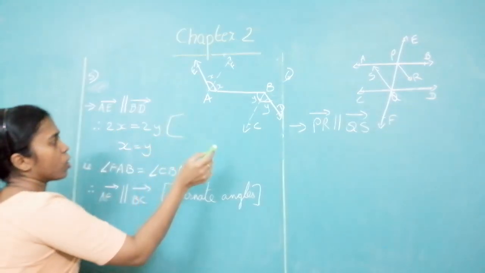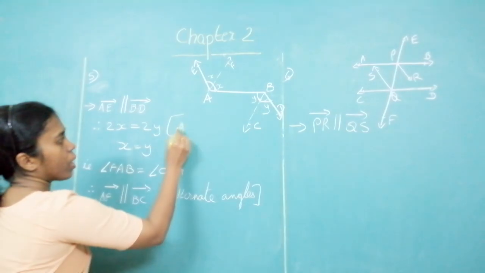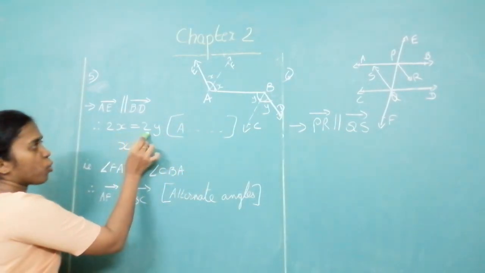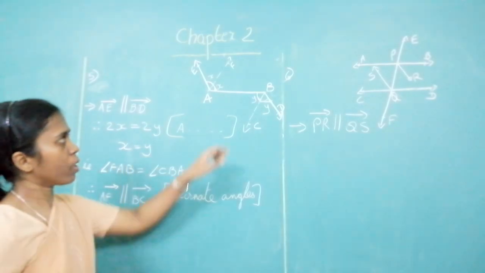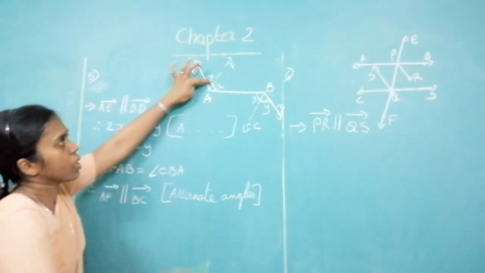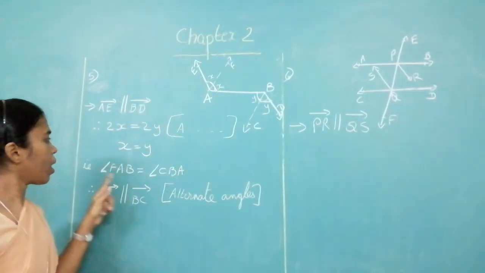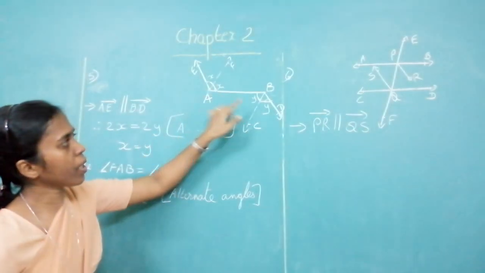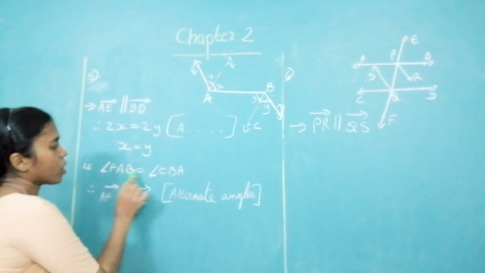What will be my reason? 2x is equal to 2y. They are alternate angles. Okay. I remove 2 from both sides, so I get x is equal to y. Now I am considering this x, that is angle FAB. Angle FAB is equal to which one? Angle CBA. So I have this is equal to this.